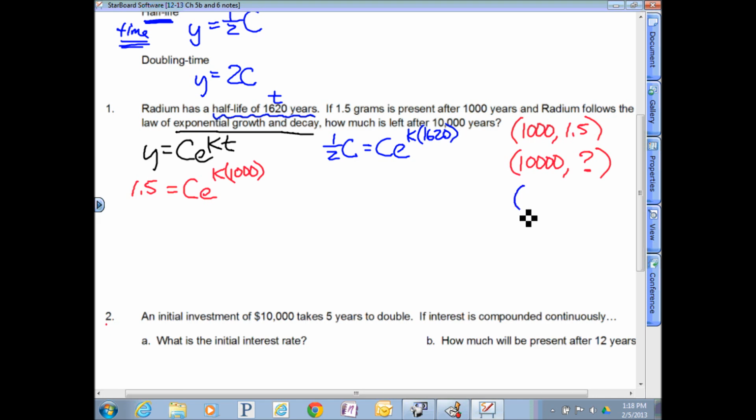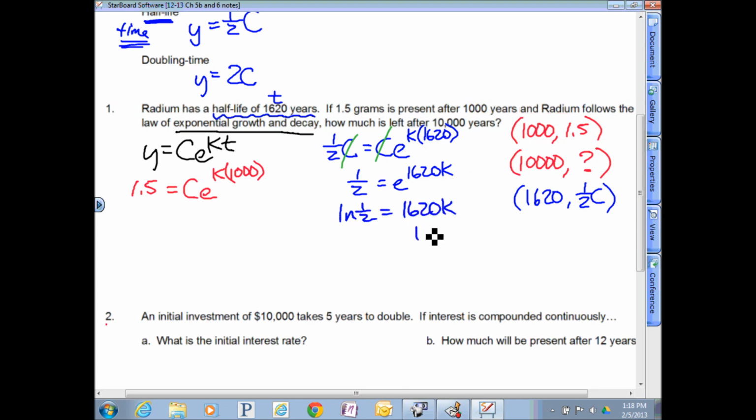So that's almost a good thing to think about. At 1,620 years, we have half of what we began with. Now, I don't know if that helps or not, but working backwards to find out what k is, these C's are going to cancel each other out. They're going to be gone. So 1/2 is equal to e to the 1,620k. Take the natural log of both sides to get the variable out of the exponent. Natural log of 1/2 would be the same thing as 1,620k. So k would be the natural log of 1/2 divided by 1,620.